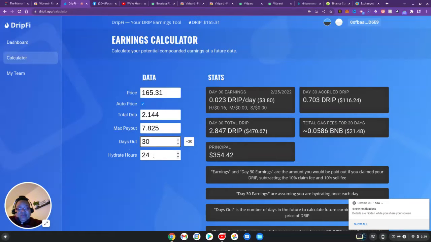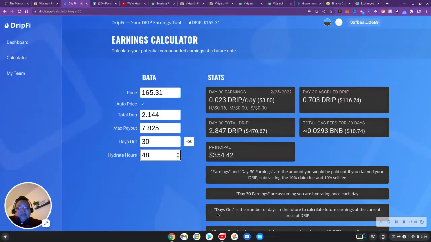Hydrate every... I'm only hydrating every 48 hours, I think, so I'm going to put 48 hours right there. If it stayed like that, it tells you how much your day 30 earnings would be. Day 30 accrued drip is $116. Day 30 total drip, $470. This is the gas prices for the fees and the principal right here.